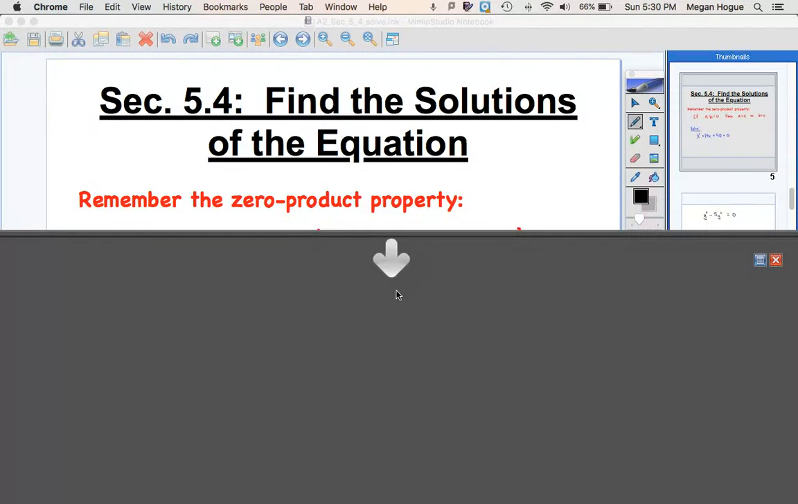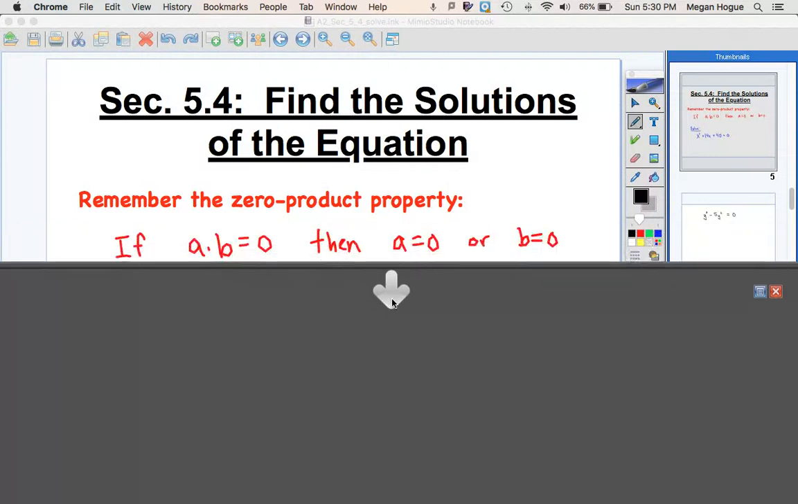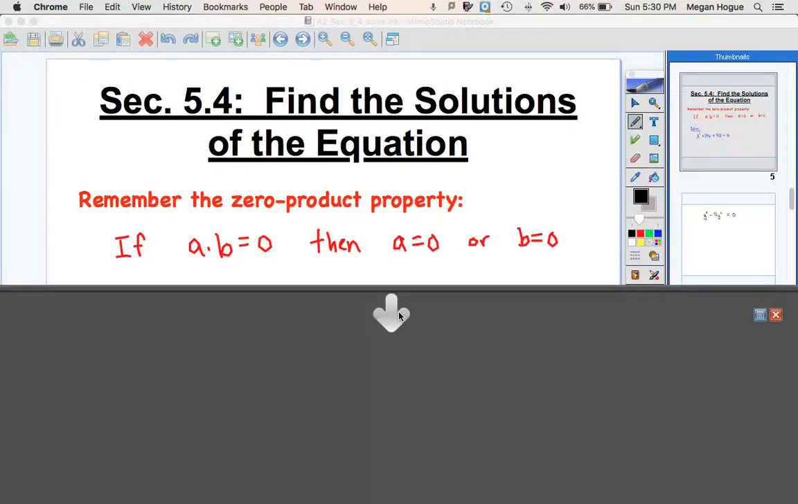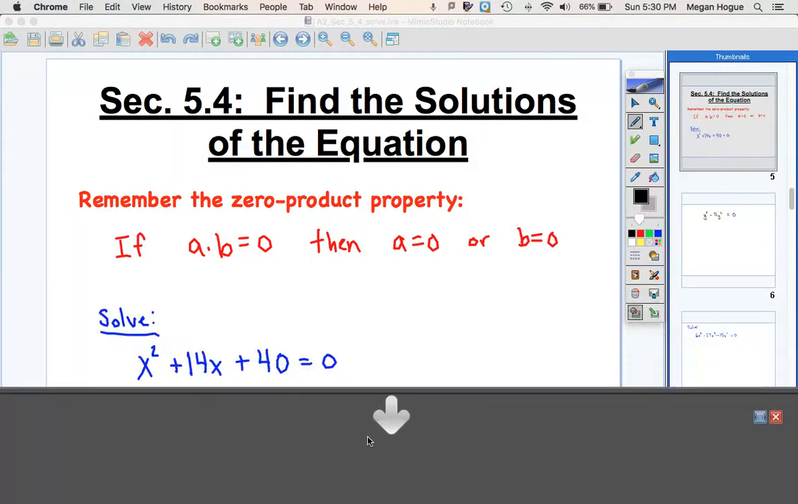So then you're going to write down the zero product property. This is what allows us to do the solving after we factor. The zero product property says if A times B equals 0, the only way that can be true is that one of those things has to be 0. So A is 0 or B is 0. So if you have 2 things or more than 2 things that are multiplied and it's equal to 0, at least one of those is 0.